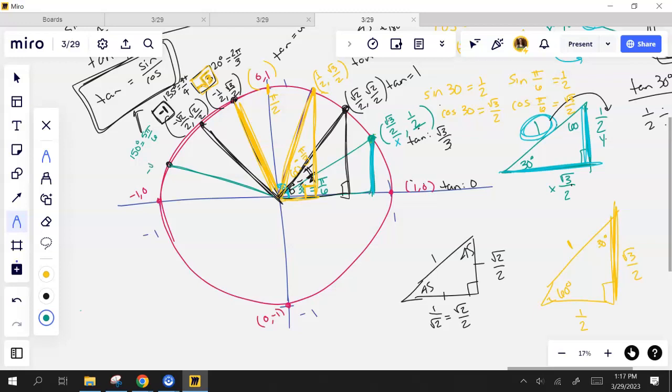There are more triangles that we're done with for today. The last one is negative 1, 0. Tangent here, don't forget tangent.